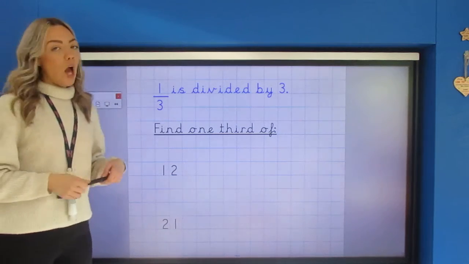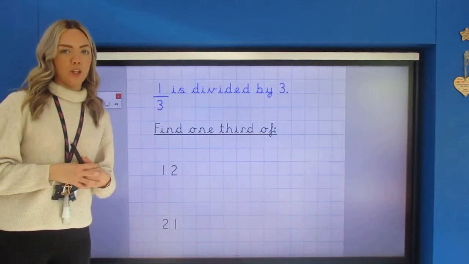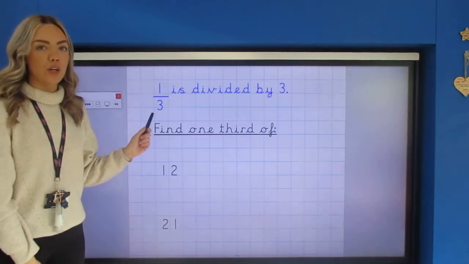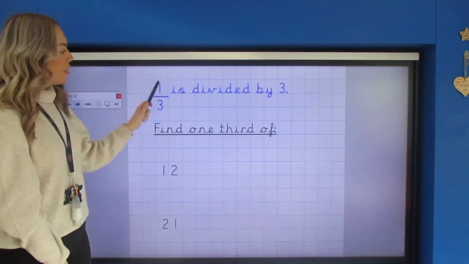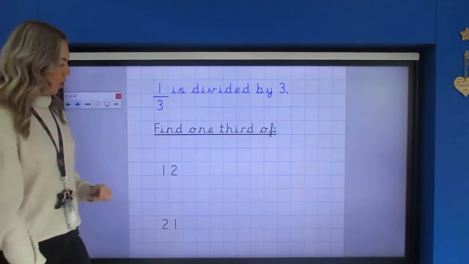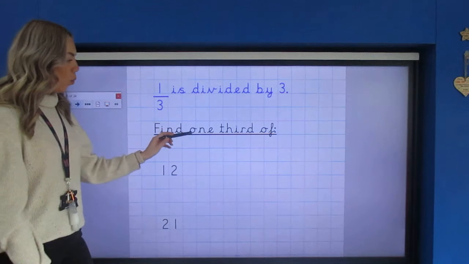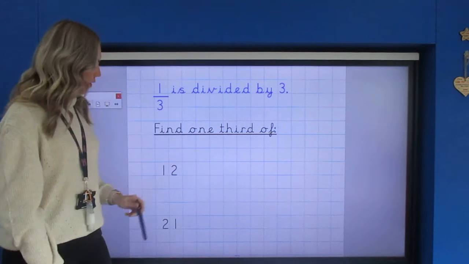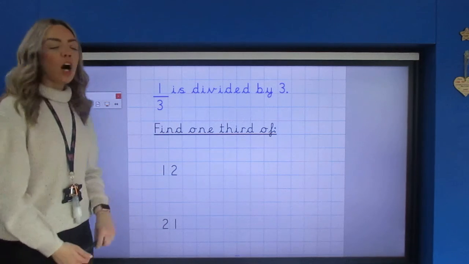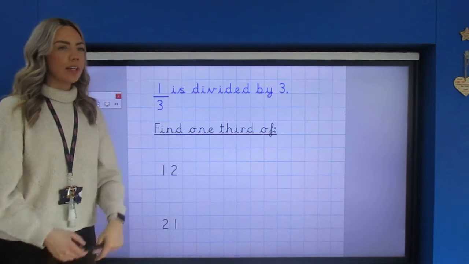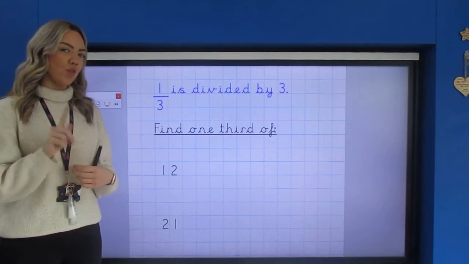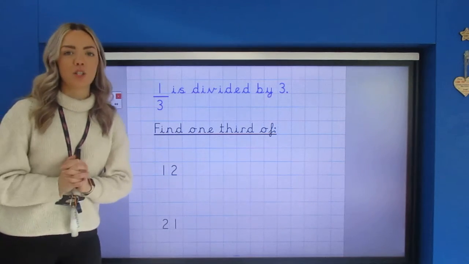So we know that a half we divide by 2. So we need to now think about how we are going to find a third. And to find 1/3, we need to divide by 3. Okay. So the first question says, find 1/3 of the number 12. Okay. So what's our first step? So thinking about any word problem, what do we need to turn it into first? A number sentence. You are right.